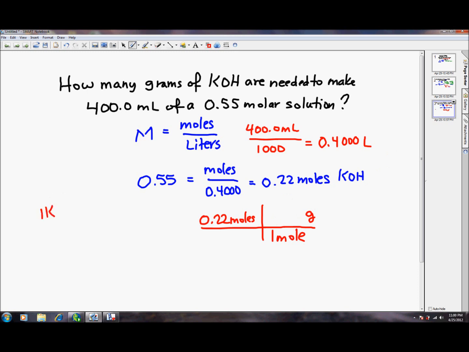So I have 1 K, 1 O, 1 H. K is 39.1. O is 15.999. H is 1.0079. Okay, let's add them all up. Okay. 56.107. That's the molar mass.